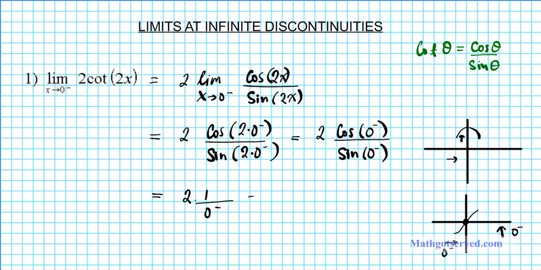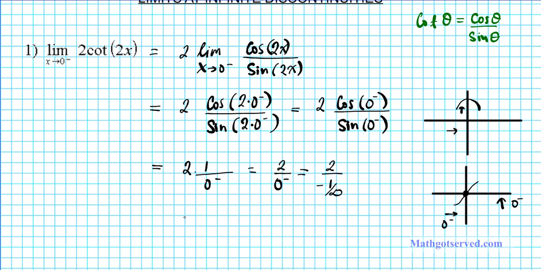Now, if we simplify this expression, we'll have 2 over 0 from the left. And we know what 0 from the left is. That's the same thing as 2 over negative 1 over infinity. And then we multiply the numerator by the reciprocal of the denominator. You're going to have 2 times negative infinity over 1. And your final answer is negative infinity.